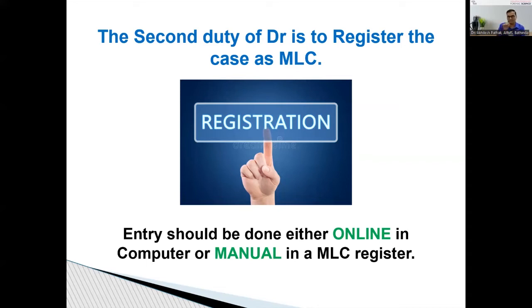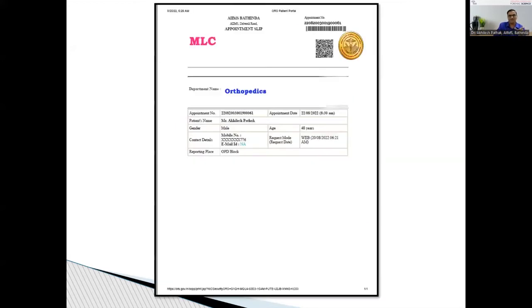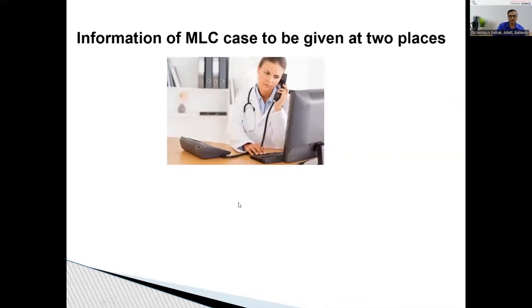After labeling that case as MLC, an entry in the MLC register is made regarding that case. And on the OPD slip, we mention the MLC. Usually they write it with a red pen, or write MLC on it. So some kind of noticeable and visible mark will be put over the front page of the patient's appointment slip, OPD slip, or whatever indoor slip is there. This is the scenario in our AIIMS, where online computer-generated MLC registration is done.